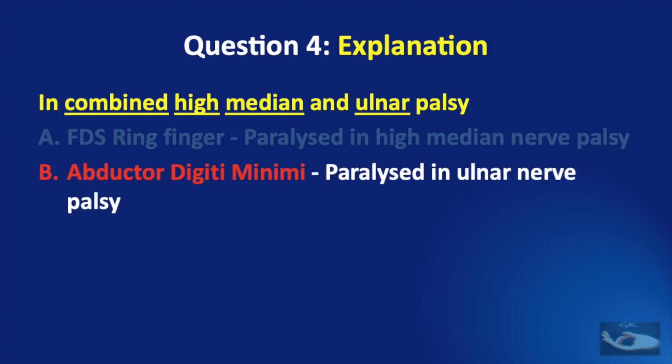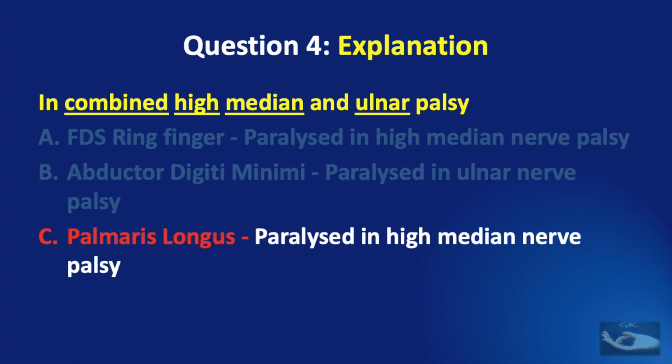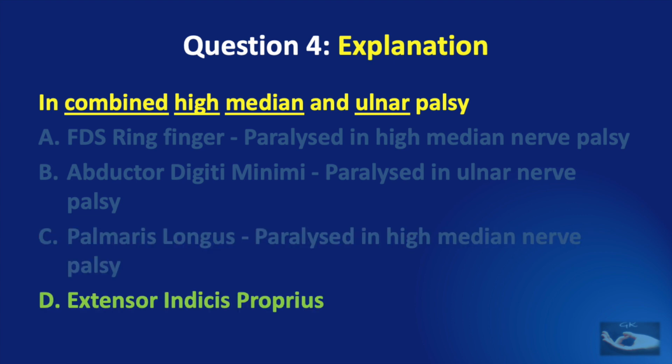The abductor digiti minimi cannot be used because it is paralyzed in ulnar nerve palsy, and the palmaris longus again is paralyzed in high median nerve palsy and cannot be used. So the ideal transfer would be extensor indicis proprius, or the Burkhalter procedure.